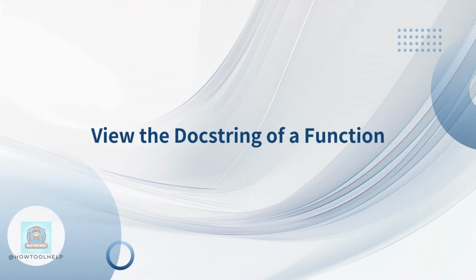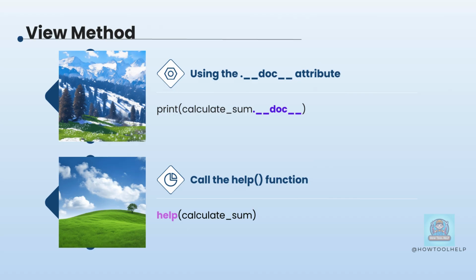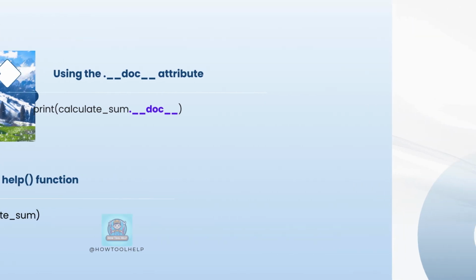Viewing a function's docstring. We can view a function's docstring using the __doc__ attribute, like this. print(calculate_sum.__doc__). Alternatively, we can use the help function to display the full documentation. help(calculate_sum). This helps us quickly understand the function's functionality and usage.